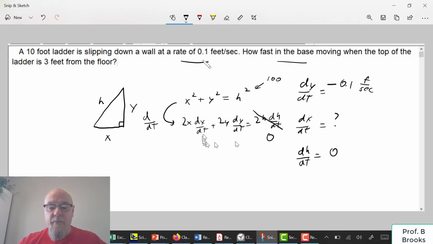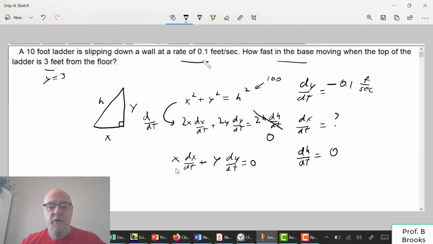So it's give me a rate, ask me a rate. I'm looking for this dx/dt. I have this dy/dt. Let's cancel the 2's off all three sides. So now I've got x dx/dt plus y dy/dt is equal to 0. How fast is it when the top is 3 feet, so y is equal to 3? I just need to know what this x is.